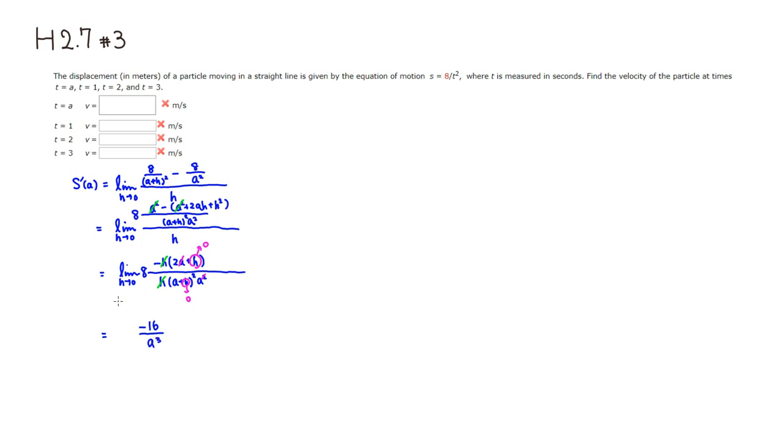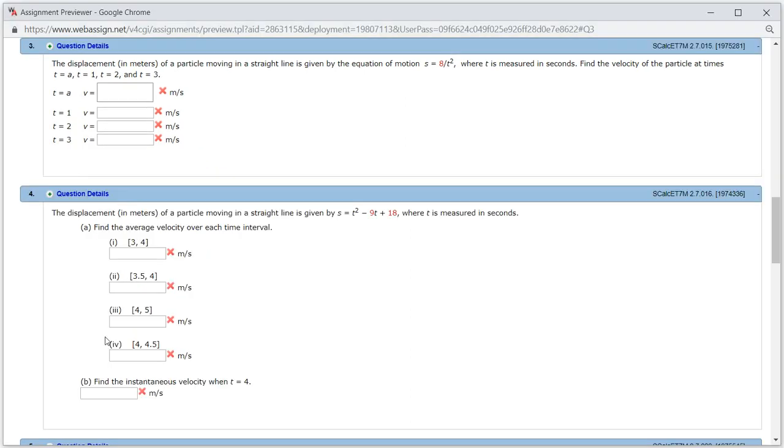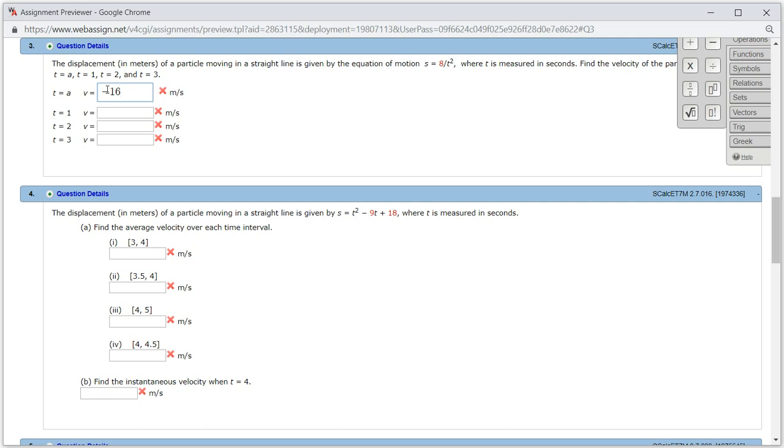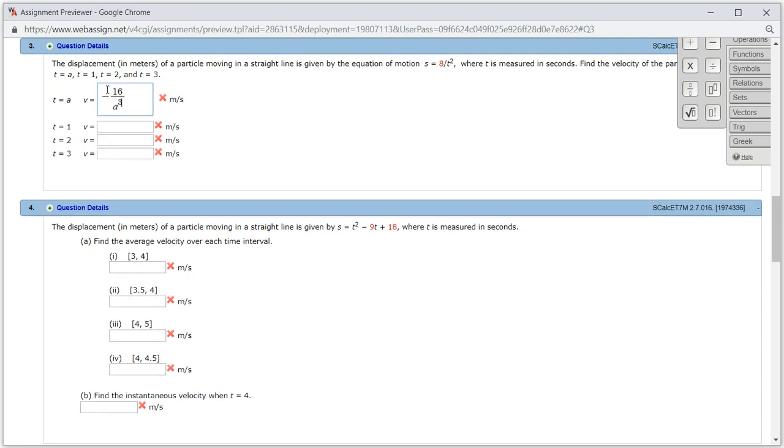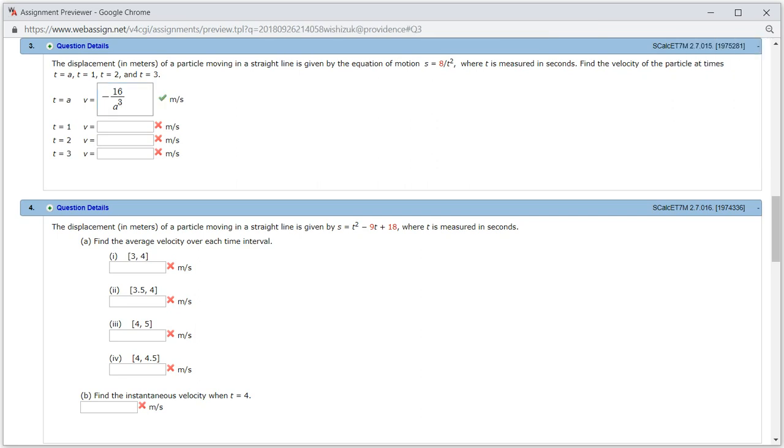Let's type this in. What we got was negative 16 over a cubed. Let's check the answer. It came back and looks like we got this one correctly. If t equals 1, all you have to do is replace a by 1. So you're going to have negative 16 over 1 cubed, which is negative 16. Let's check the answer.